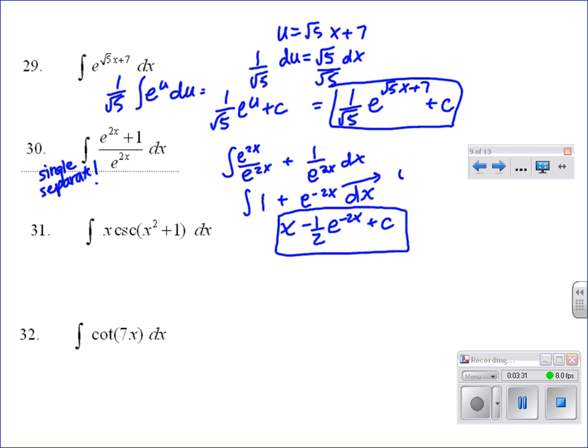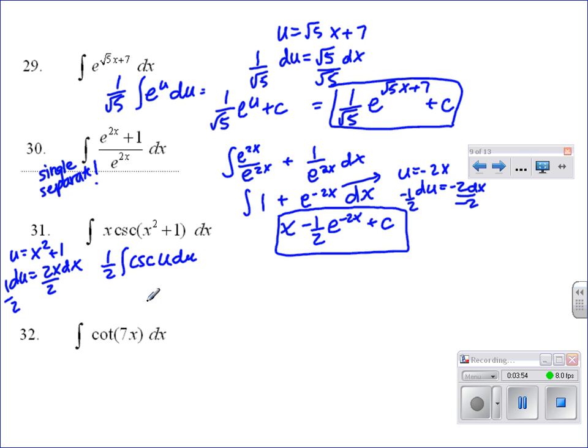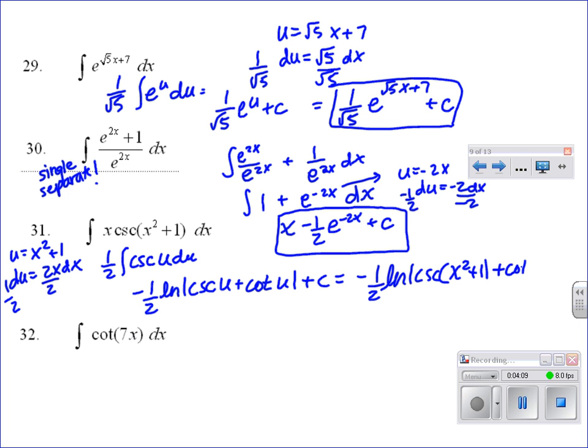You can use u-substitution here if you want. u is negative 2x, du is negative 2, so you have to divide by that negative 2. Multiply by negative 1/2. That's where that comes from. Okay, so here u is x squared plus 1, du is 2x dx. I don't see a 2 here, so you divide by it. 1/2 cosecant u du. Antiderivative of cosecant is negative natural log cosecant plus cotangent. Substitute in for your u, so negative 1/2 natural log cosecant x squared plus 1 plus cotangent x squared plus 1 plus c.